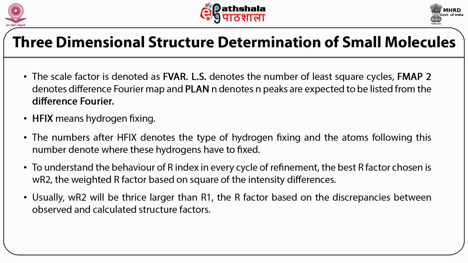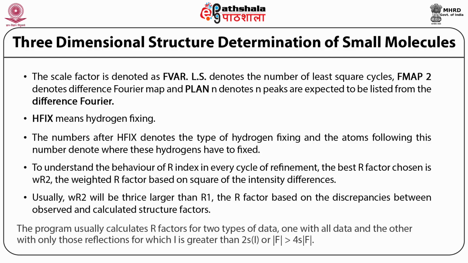So smaller the R value, you should have more happiness, because usually for small molecules R factors of 3 to 4% are now possible. When I say R factor is 4%, the discrepancy is 4% and the reliability is 96%. So that is how you have to interpret the R factor. R factor is calculated for two types of data, one with full data, another with reflections with I greater than 2 sigma I only. So when you have this cutoff data, the R factor will be smaller than the one with full data.